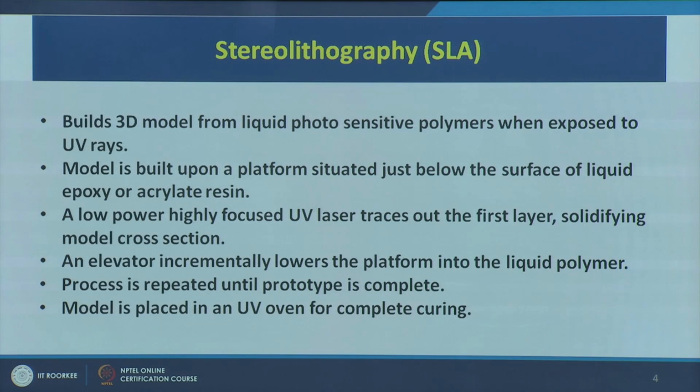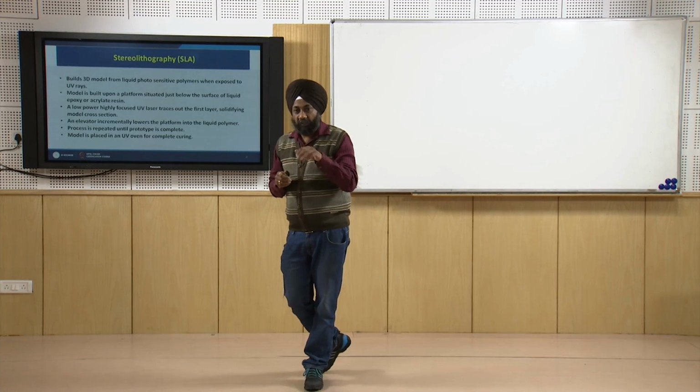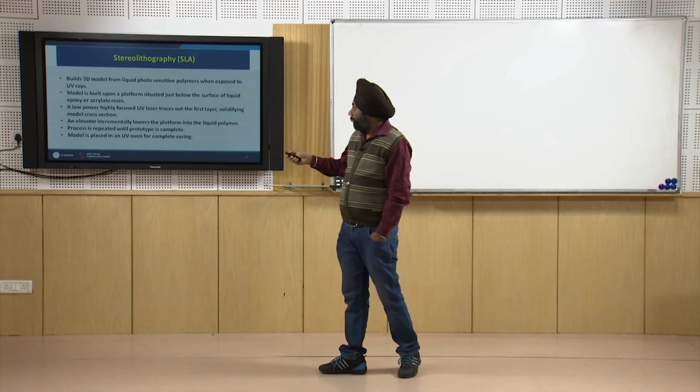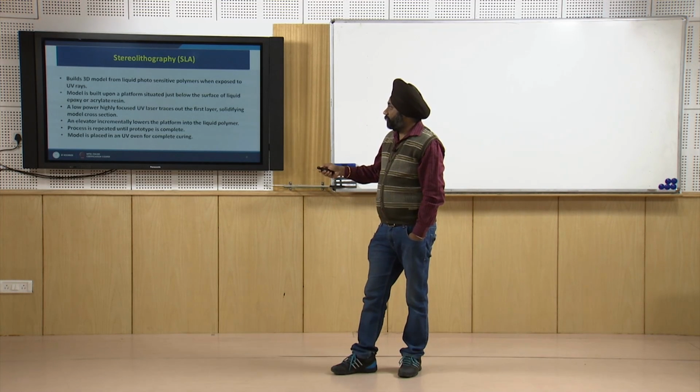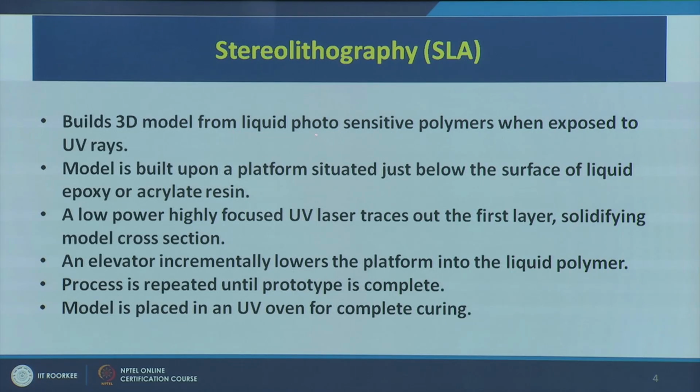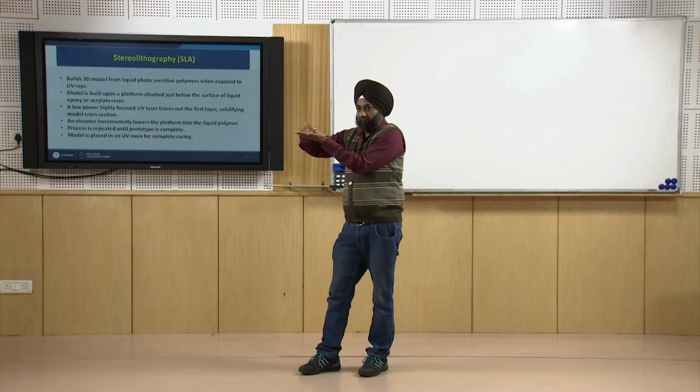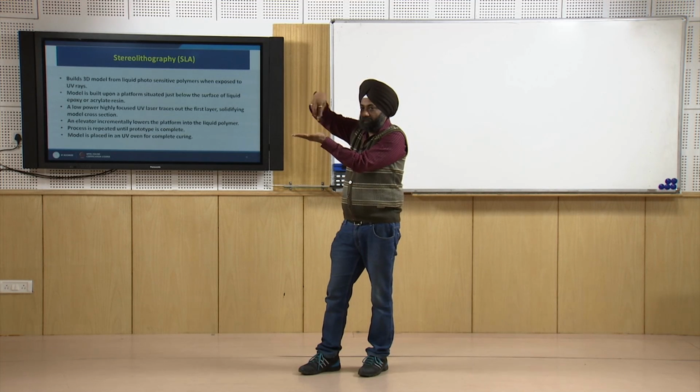Now let us try to understand, read what I have already explained. Stereolithography builds a 3D model from liquid photosensitive polymer. Already I have explained, when exposed to UV rays. So that is one thing. The model is built upon a platform situated just below the surface of a liquid epoxy or acrylate resin. So this may be one type of resin which can be used. So you have a platform, you have the resin on top of it and the laser will cure it.